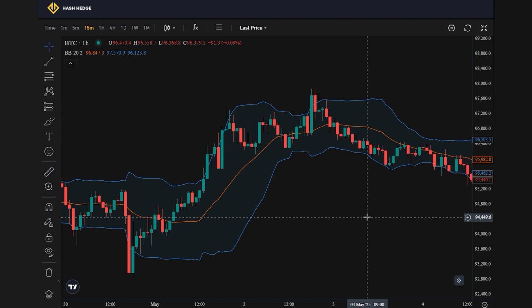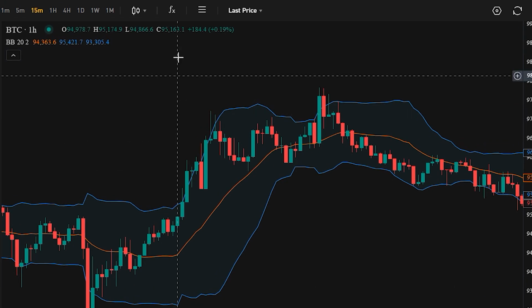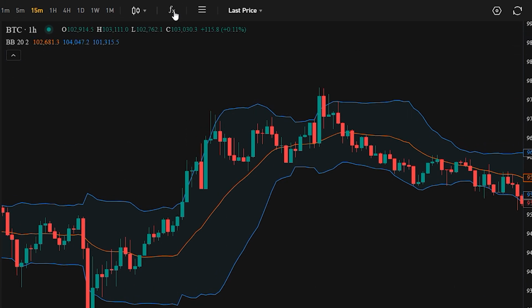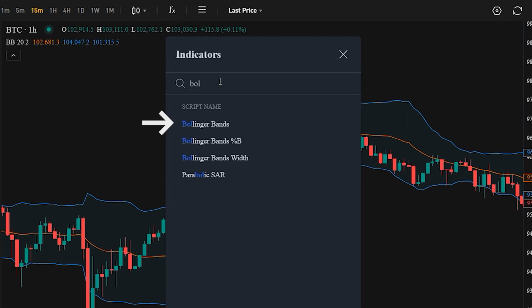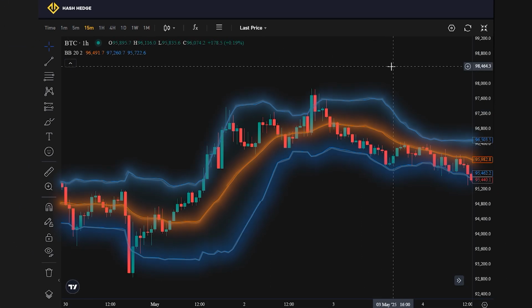So the Bollinger indicator is a more advanced strategy of using moving averages. In order to add Bollinger Bands to the chart, we need to go to the indicator menu and enter its name there. Once we select it, it will appear on the chart like this.